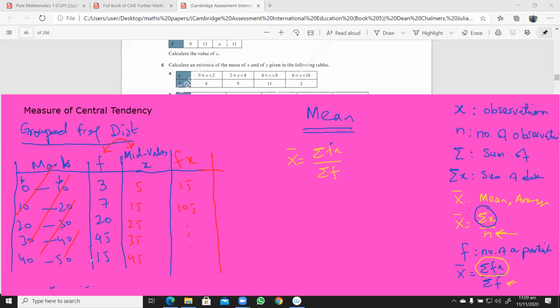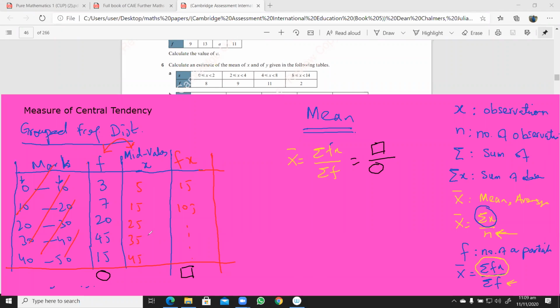Okay, let me change the color. Let me take the black color. Now you will be finding these products. You will find all the sums. Suppose this box is the sum of frequencies here, and this circle is the sum of fx. So this is how you're going to find the estimate of the mean for a grouped frequency distribution.